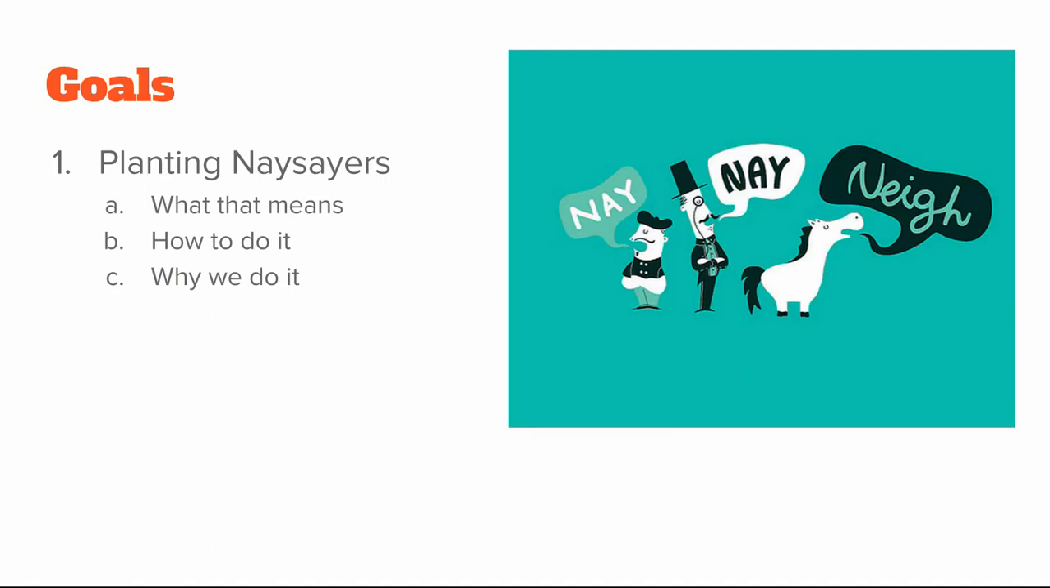So our goals here, we want to know what that means when we talk about naysayers. When we're talking about planting a naysayer, what are we talking about? We want to talk about how to do it. How do we actually put these counter arguments, how do we put these naysayers into our argument, and how do we do that in a way that doesn't undermine our argument? And then why do we do it? So why do we want to bring the opposition into what we're talking about?